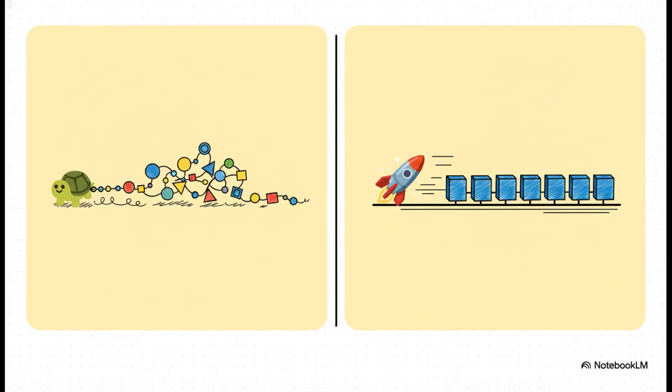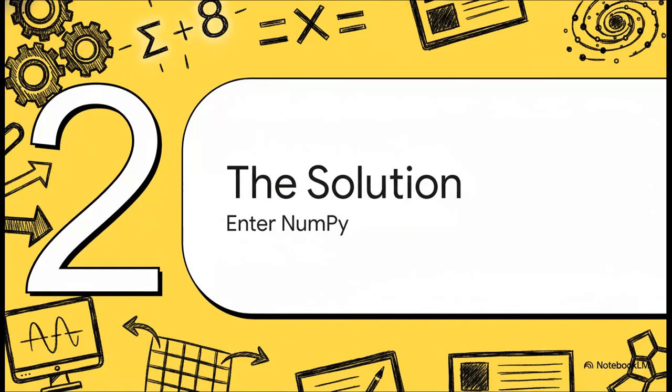Over on the left, you've got the standard Python list. Think of it like a shopping bag. It's super flexible, you can throw anything in there, but it's not very efficient. It's kind of slow. But on the right, you've got the NumPy array. That's more like a rocket, built for one thing and one thing only, pure speed. See, because NumPy arrays hold just one type of data, they are unbelievably fast and memory efficient when it comes to math. So with that problem clear, let's meet the solution.